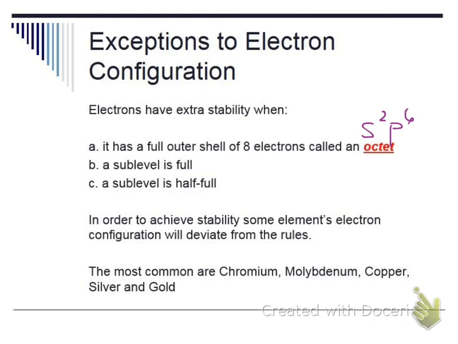So in order to achieve greater stability, there are some elements that will deviate from the standard filling that we've been doing. There are some in the f block that do it as well, but we're not going to worry about those. We're going to worry about these: chromium, molybdenum, copper, silver, and gold.